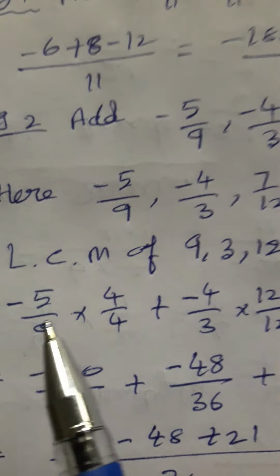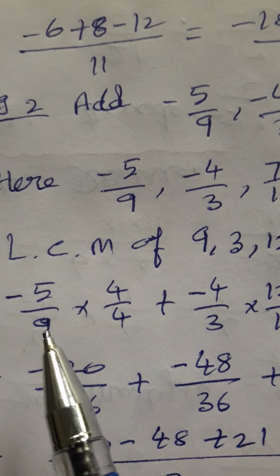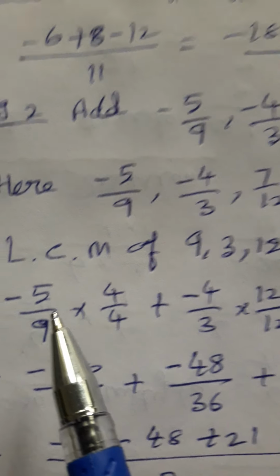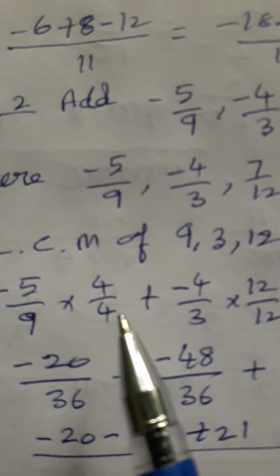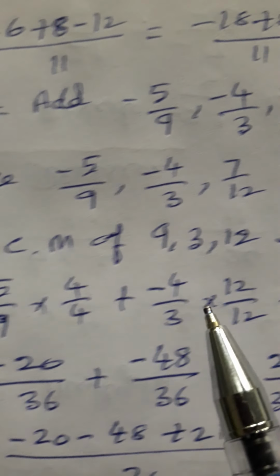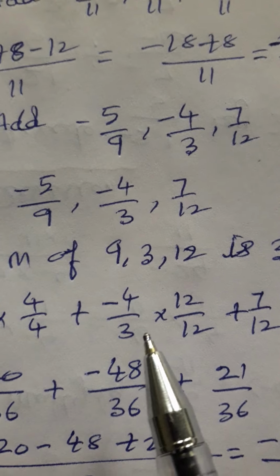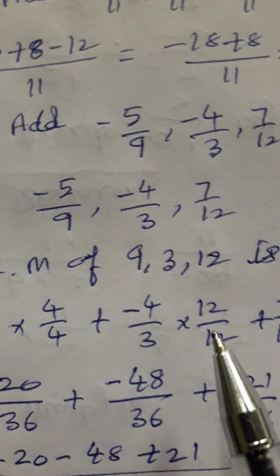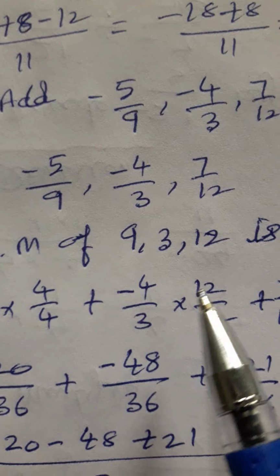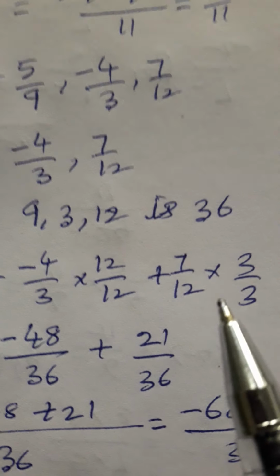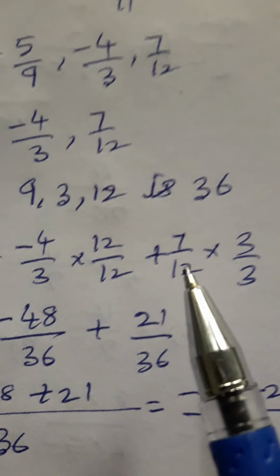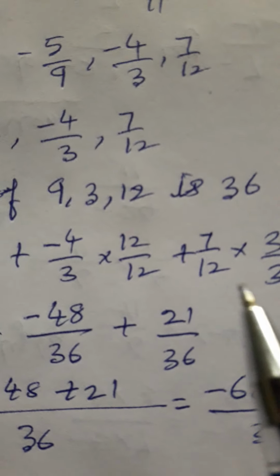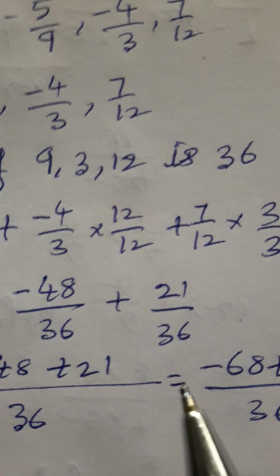Now I take first rational number, first fraction, minus 5 by 9. 9 fours are 36. So multiply minus 5 by 9 into 4 by 4. We get minus 20 by 36, and minus 4 by 3 into 12 by 12. Minus 4 12s are 48 and 3 12s are 36. Then 7 by 12, 12 3s are 36. So we multiply by 3 by 3. 7 3s are 21, 12 3s are 36. So we get 21 by 36.